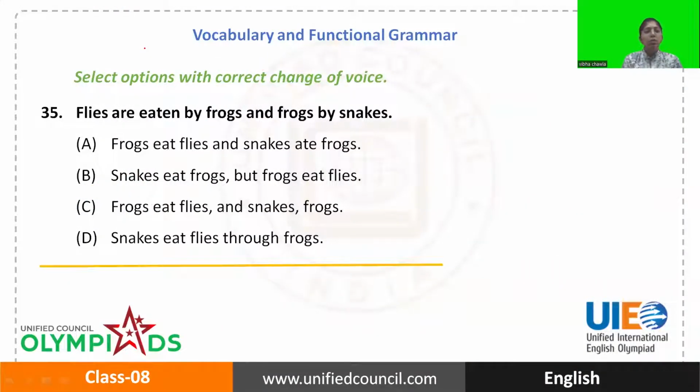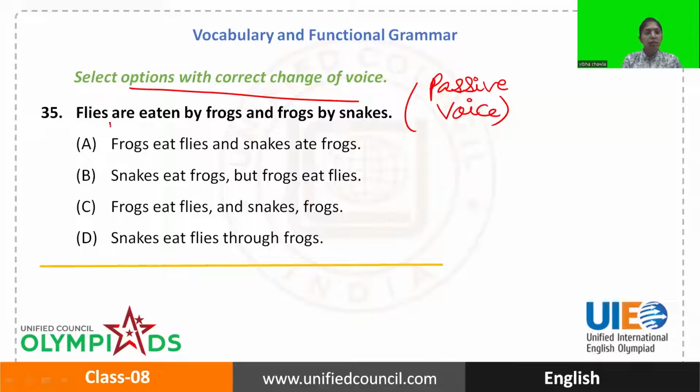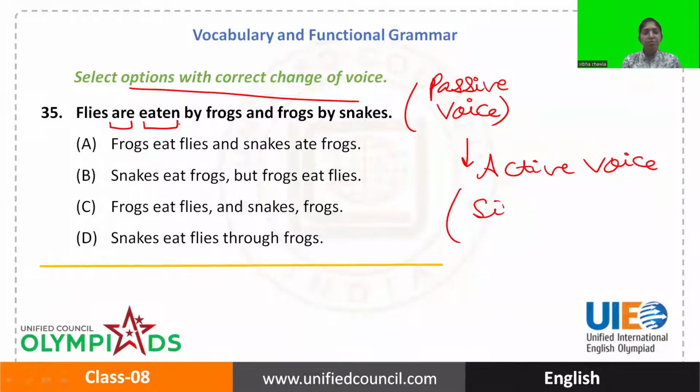Next one again from voice. It is question number 35. Flies are eaten by frogs and frogs by snakes. It is passive voice, because be form with past participle form is given over here. Its active voice will be in simple present tense, which changes to is, am, are plus V3, that is the past participle form of the verb in passive. So it should be simple present tense. Flies are eaten by frogs and frogs by snakes.